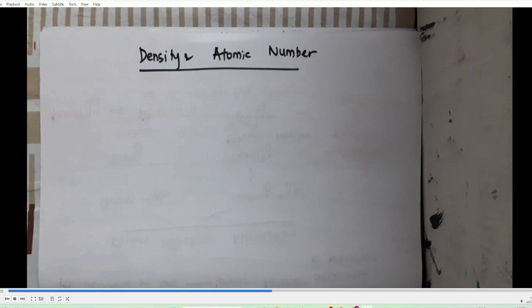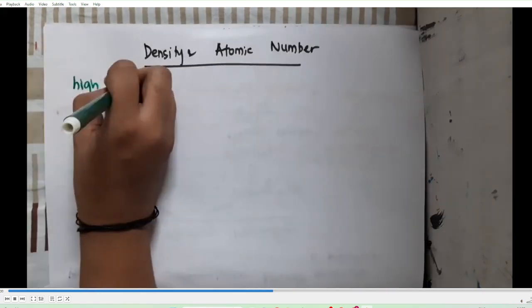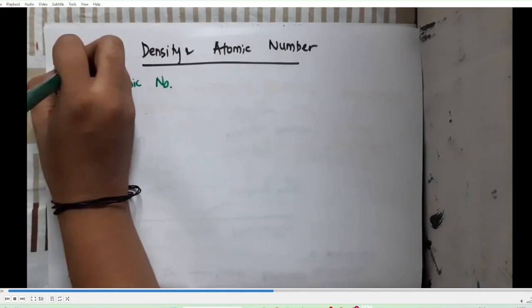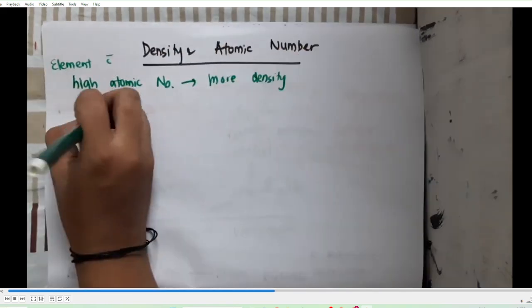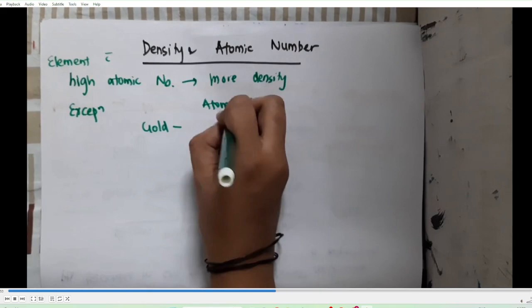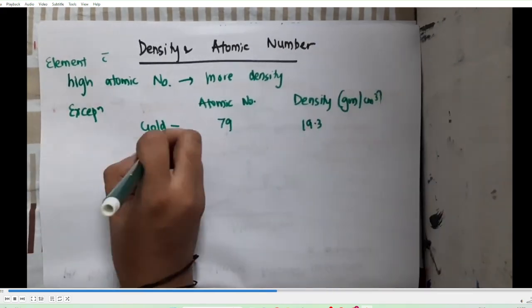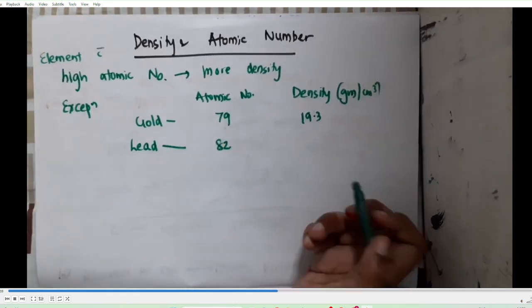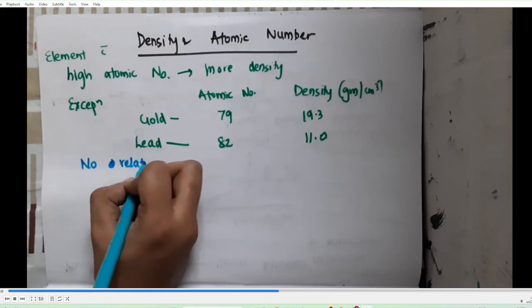First, density and atomic number. The relationship between density and atomic number is complex and there is no simple rule that covers all situations. In general, elements with high atomic numbers have more density, except that there are two exceptions, gold and lead. Gold has an atomic number of 79 and a density of 19.3 grams per cubic centimeter, whereas lead has an atomic number of 82 and a density of 11 grams per cubic centimeter.